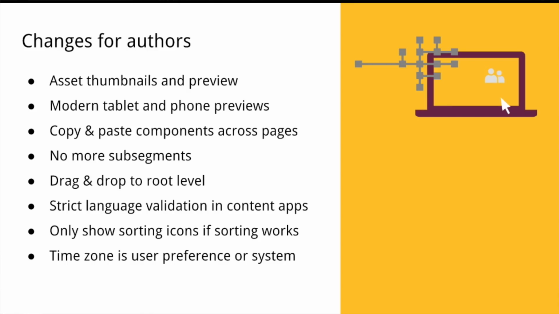Today we're going to show the following things for authors: thumbnail and preview for asset choosing, modern tablet and phone previews, copy and pasting of components across from pages. No more subsegments are allowed. Now you can drag and drop pages to the root level. We implement strict language validation in content apps. We only show the sorting icons if sorting actually works in that app view. And get time zone from a user preference or default to the system server time.